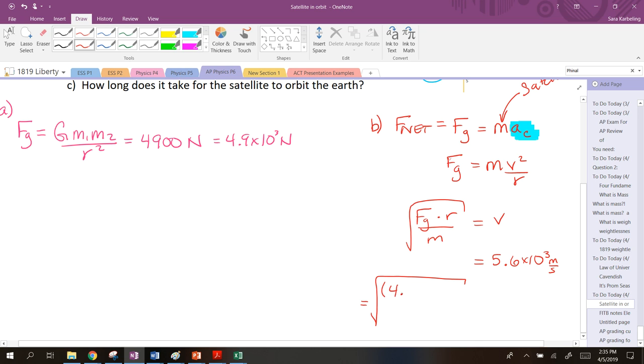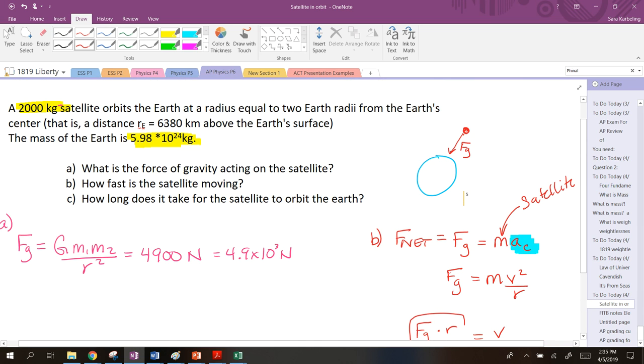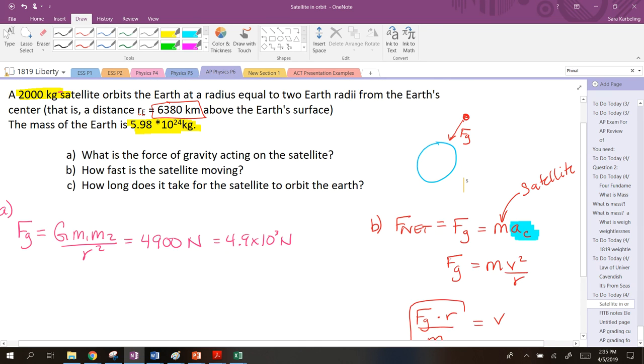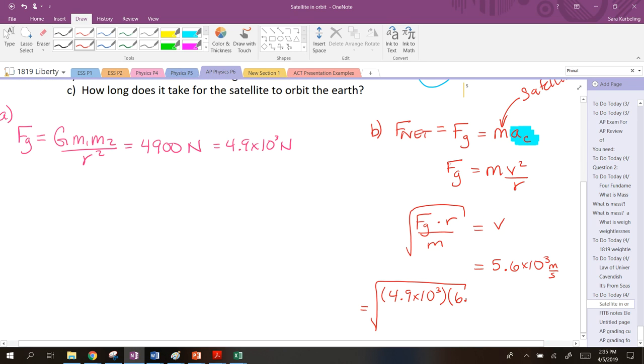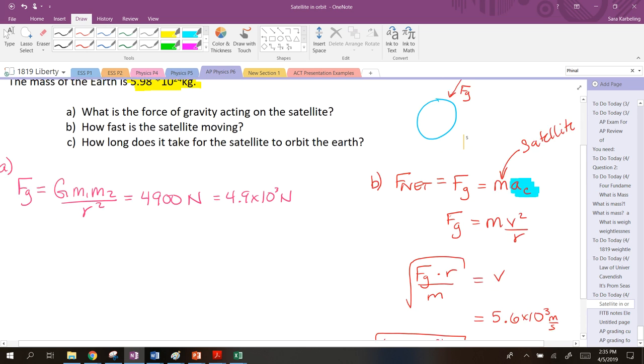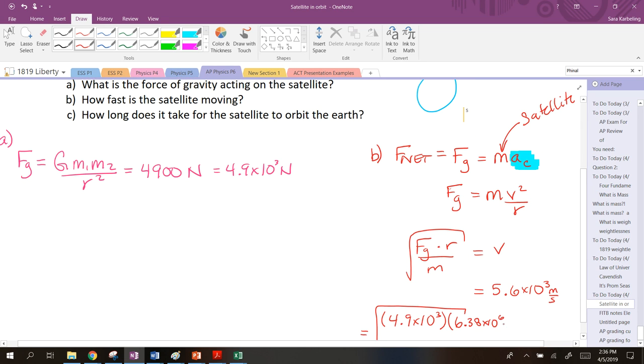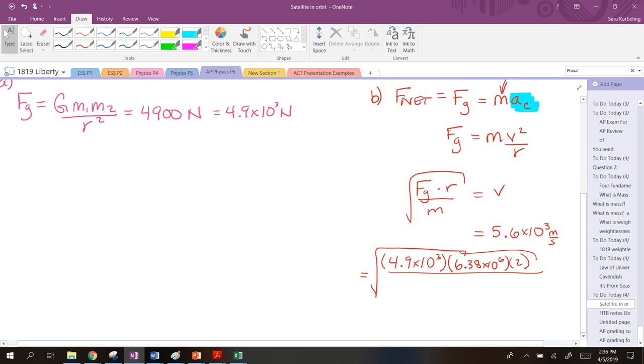So we plugged in 4.9 times 10 to the third. And then the radius is twice this, right? 6.38 times 10 to the, was it sixth? 1, 2, 3, 4, 5, 6. But we're going to multiply that by 2. All right, got it. Are we okay? Yes. All right, is everybody happy?